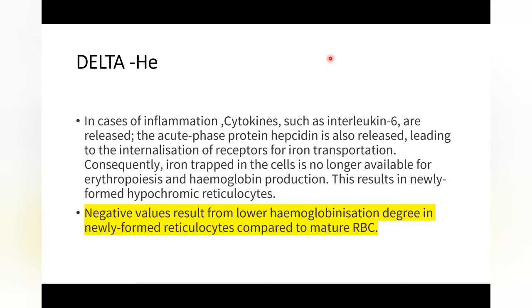In cases of inflammation, when interleukin 6 is released, a lot of acute phase reactants are released, and iron gets trapped inside the cell and is not available for erythropoiesis. So the newly formed reticulocytes are going to become hypochromic, but the original RBCs have a lifespan of 120 days, so they'll be normal, whereas the new reticulocytes that come out will be hypochromic. So this negative value results from lower hemoglobinization of reticulocytes. This parameter can also be used in algorithms.